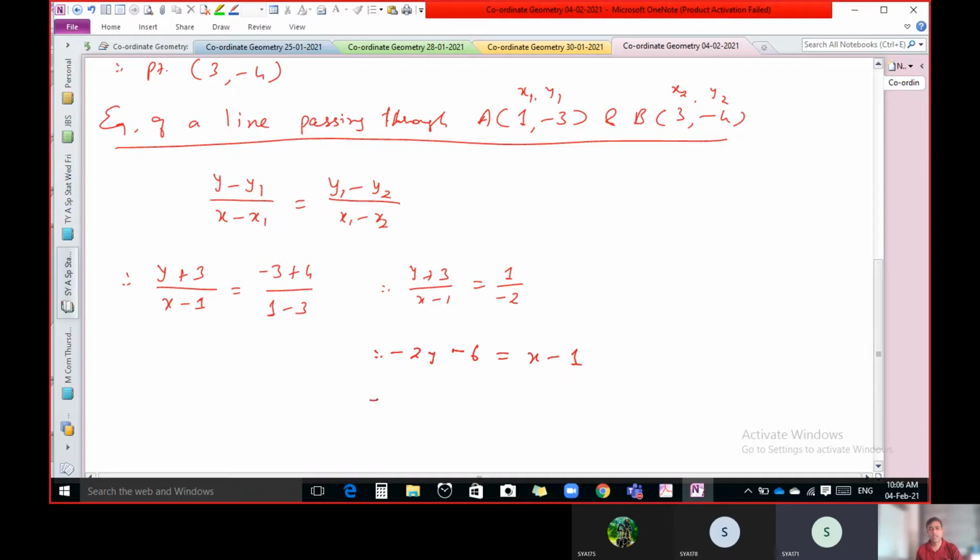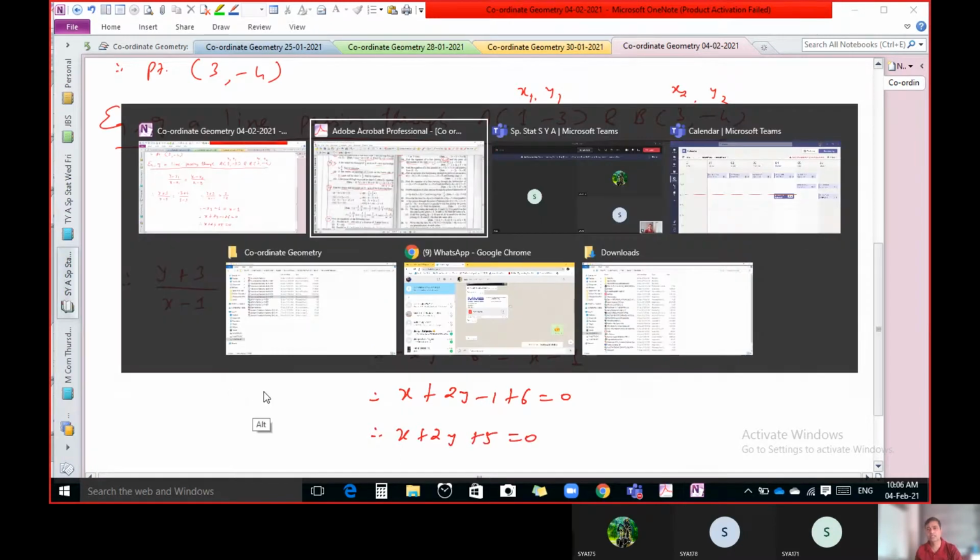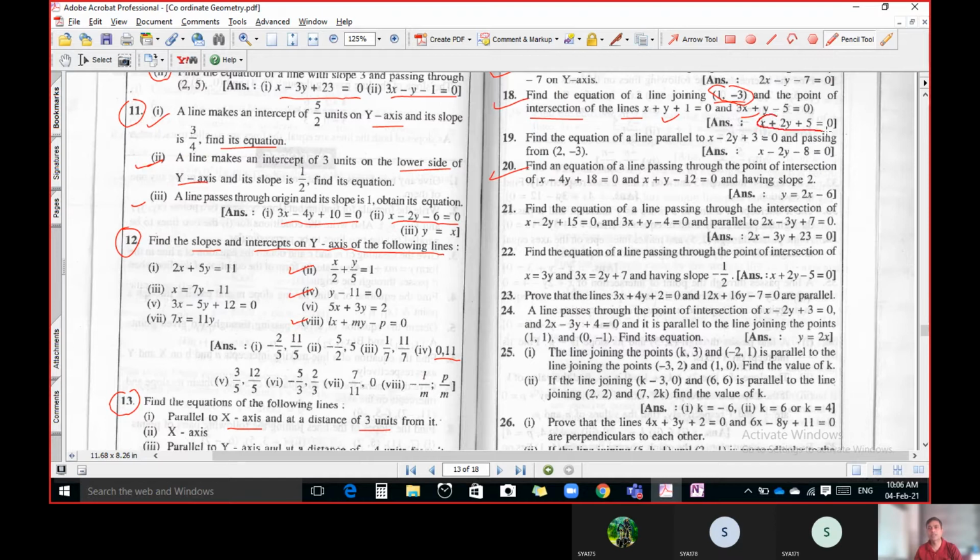Take this minus 2y and minus 6 to the other side. So what do we get? x plus 2y plus 5 equal to 0. This is our final answer: x plus 2y plus 5 equal to 0.